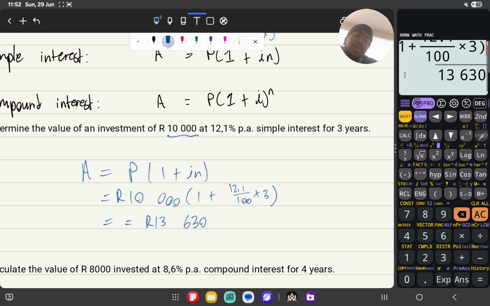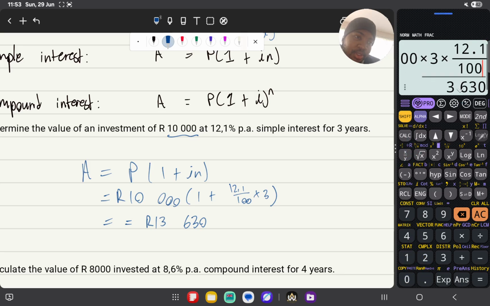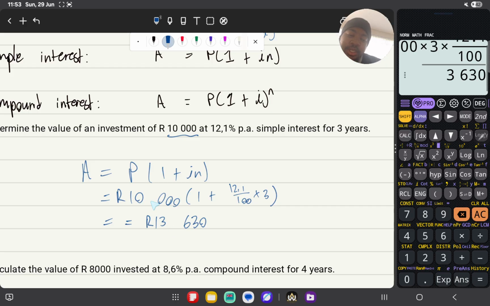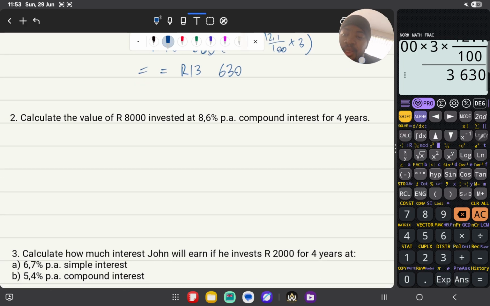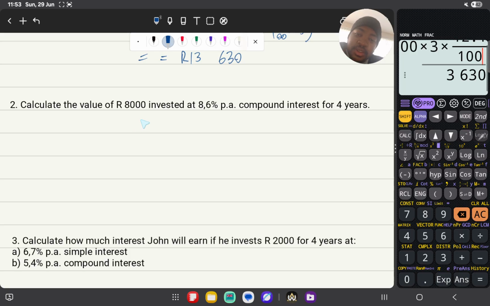13,600, and this is the amount of money we are getting. Also, just to check, you could calculate the interest first: 10,000 multiplied by 3 years times 12.1 over 100, which is exactly what you're getting. 10,000 plus interest gives us 3,630. So we're done.